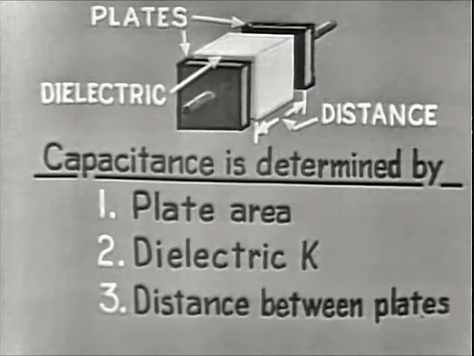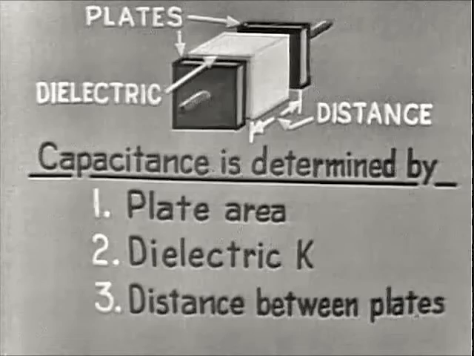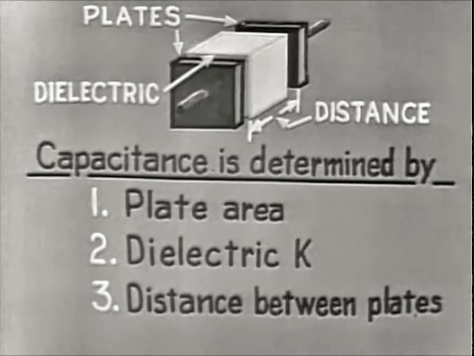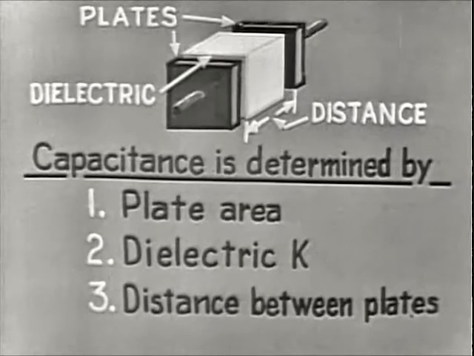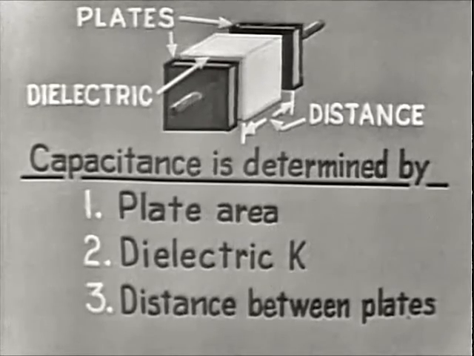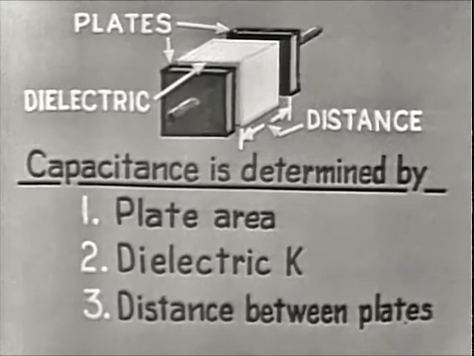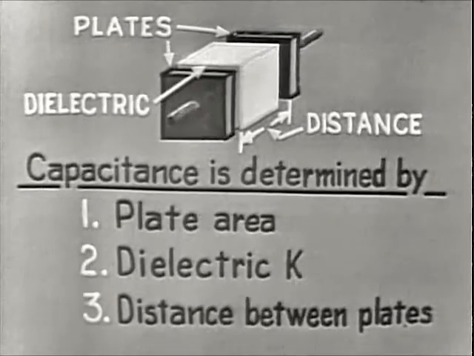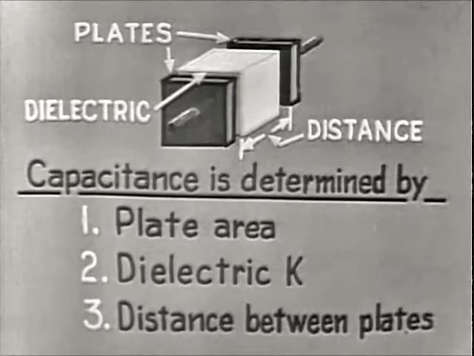Factor number 2 is dielectric constant, symbolized by the letter K. The greater the K value, the greater the capacitance. The distance between plates is factor number 3. This factor works inversely. The greater the distance between the plates, the smaller the value of capacitance.